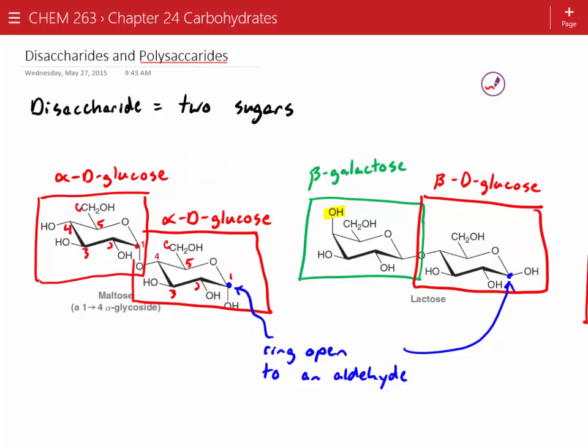All right, so when we're looking at these, we call them 1,4 linkages. You can actually get substituents with different linkages than 1,4, and we'll actually talk about some carbohydrates that have differing linkages.